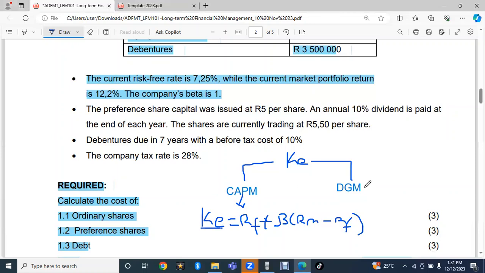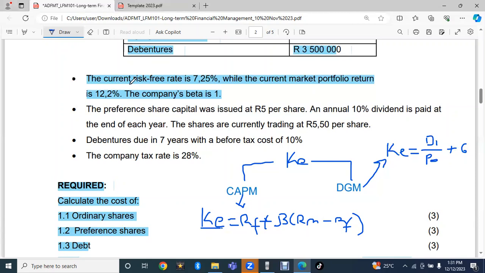The second formula that we use under DGM is KE equals D1, which is the expected dividend, divided by the current share price, denoted by P0, plus G, which is the growth rate. So guys, you can use both formulas to calculate the cost of equity. Now you're going to check the information that is presented to you and see which formula is applicable.